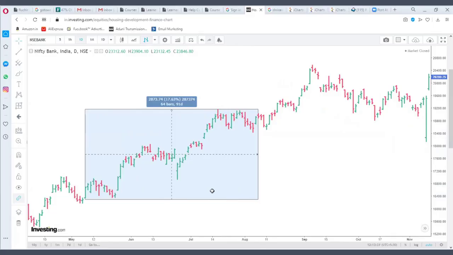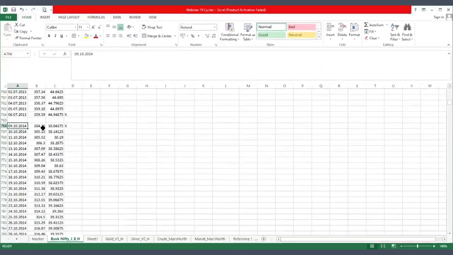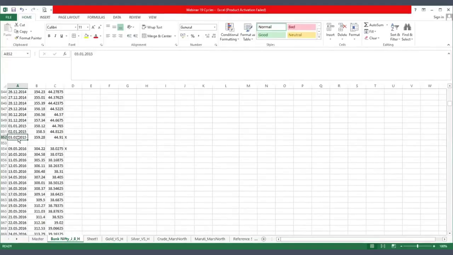And let's move ahead before 2016. In 2014, what is happening? 9th of October 2014. Wait, let me show the Excel. So we are for the next cycle, 9th of October 2014 till 3rd of January 15.